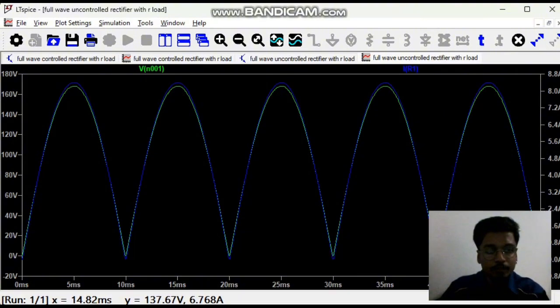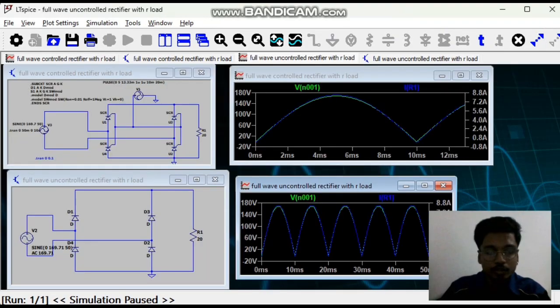Both half-waves of the input waveform are fully utilized. As a result, the output waveform has no delay. The RMS is approximately 120, and the average voltage is 108 volt. The waveform is different compared to the controlled rectifier. So this will be the controlled one, and each of the waveforms.